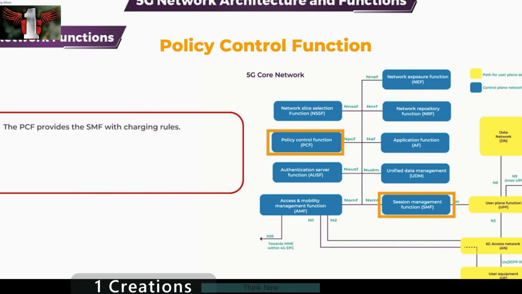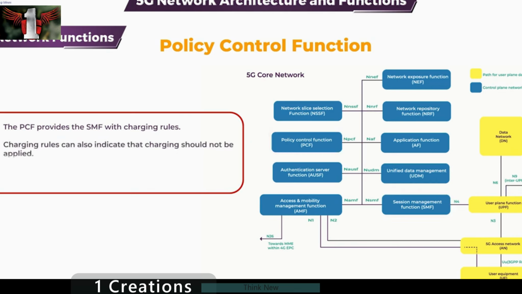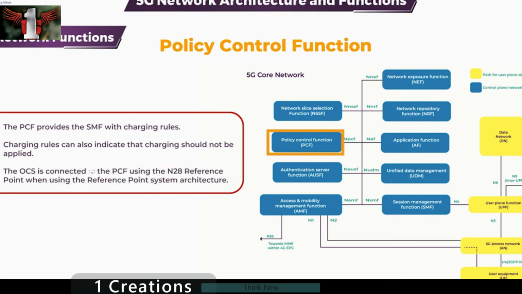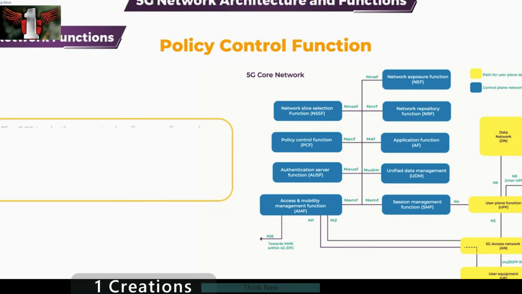These rules can be based upon data volume, time, or specific events. Charging rules can also indicate that charging should not be applied. The PCF helps to enforce subscriber spending limits using information provided by the online charging system. The OCS is connected to the PCF using the N28 reference point when using reference point system architecture. The OCS tracks the current subscriber spending and provides spending limit reports to the PCF.